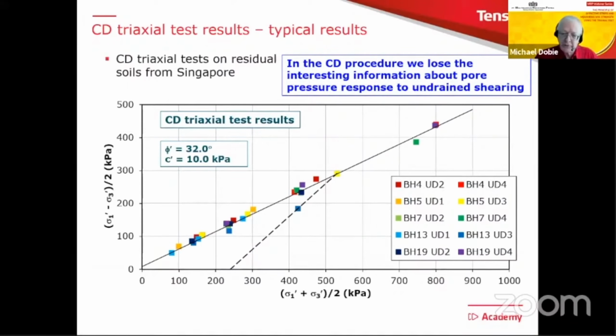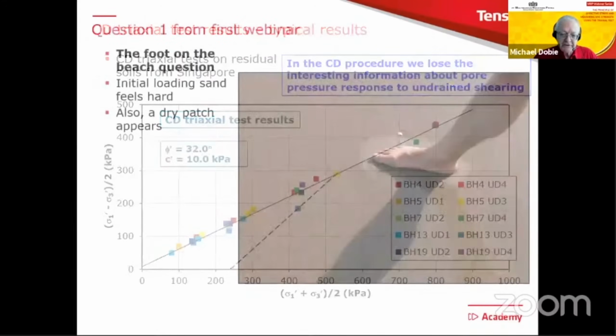Also, the CU test is quicker to do, but the measurement of pore pressure has to be done really well to get a good, reliable result. So I think that's got me to the end of that discussion.